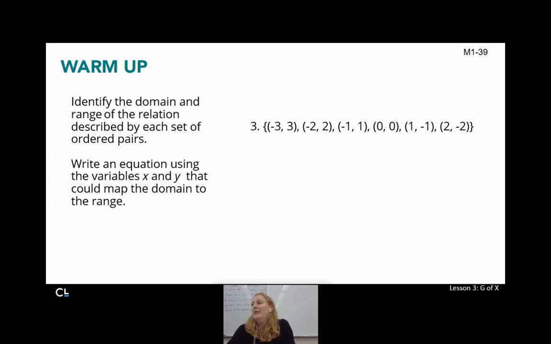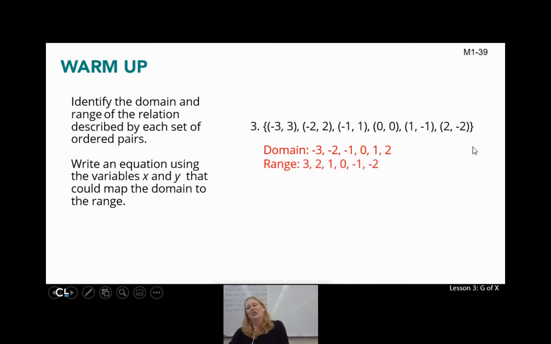All right, domain, we said that was x, right? So my x's are -3, -2, -1, 0, 1, and 2. There's my domain. We said our range was y, so the y coordinates are 3, 2, 1, 0, -1, and -2. Now the next trick is to figure out how did my -3 become a +3? How did my +2 become a -2?